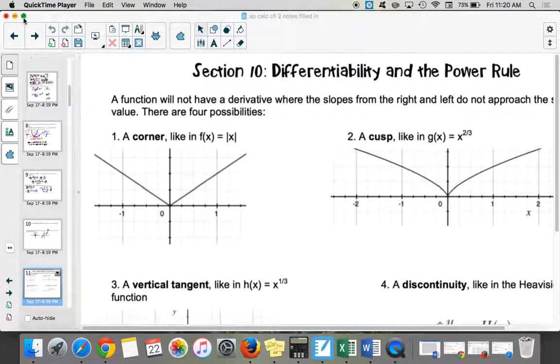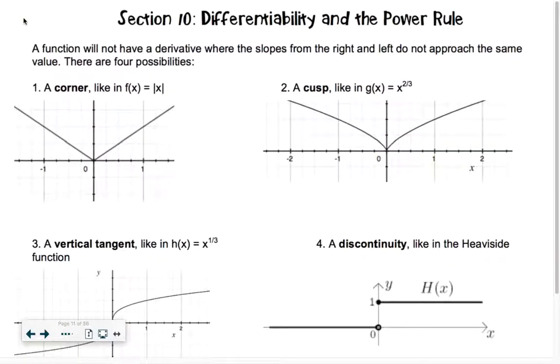Question 10 is on differentiability and the power rule. So we just talked about things being differentiable, things being continuous, right? We said continuous functions aren't always differentiable, but differentiable functions are always continuous. Okay, so there's 4 functions here, and these are important functions to keep in mind.